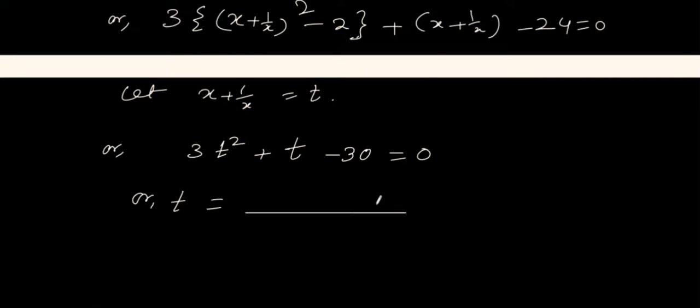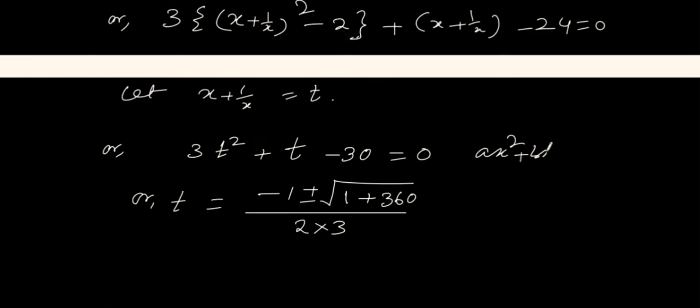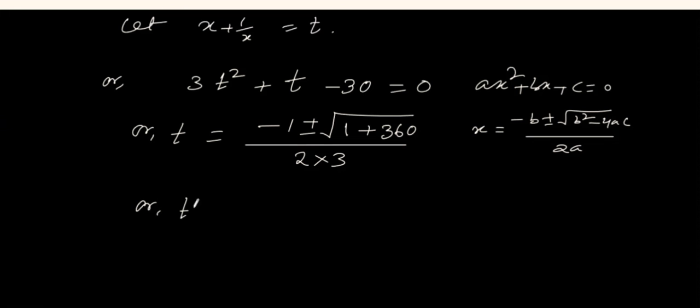So t equals minus 1 plus minus root of 1 plus 360 upon 2 times 3. So if a given equation is ax square plus bx plus c equals 0, then x is nothing but minus b plus minus root over b square minus 4ac by 2a, or t equals minus 1 plus minus 19 upon 6.